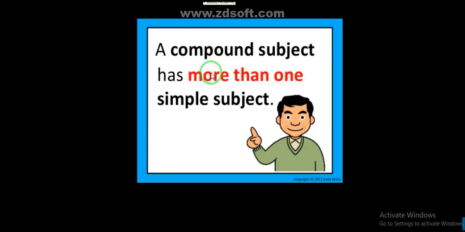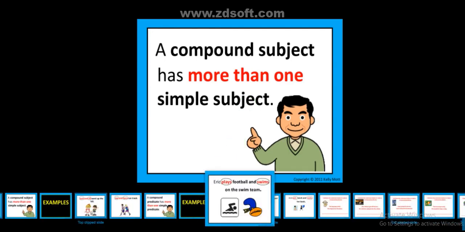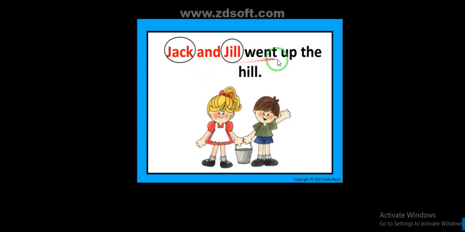So as I told you, a compound subject has more than one simple subject. So the compound subject has not only one subject, but two subjects, or three or four. Not only one name, two, three, more than one, okay? Example, Jack and Jill went up the hill. We have two subjects, two names, right? Jack and Jill, because we have two names, and how did we combine them? What did we put in the middle? And.